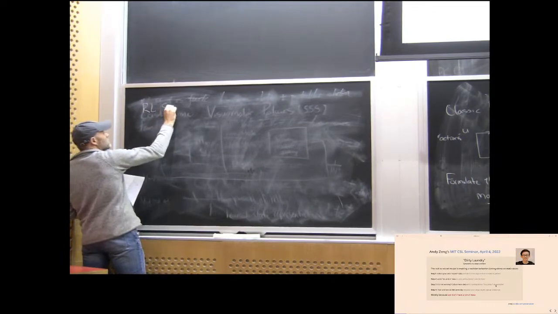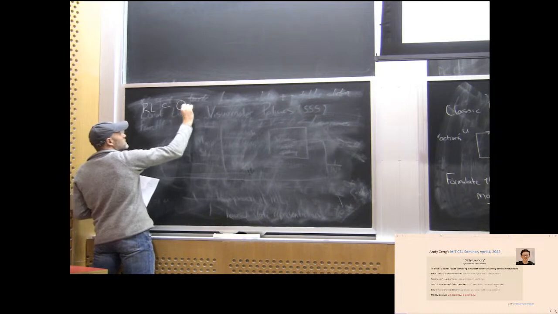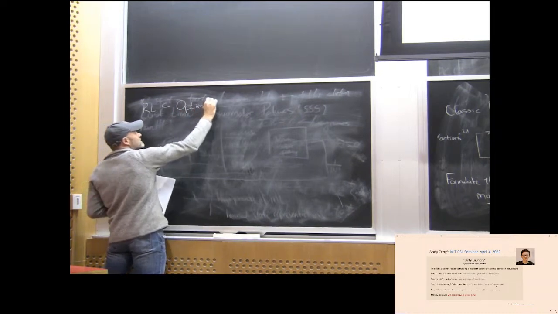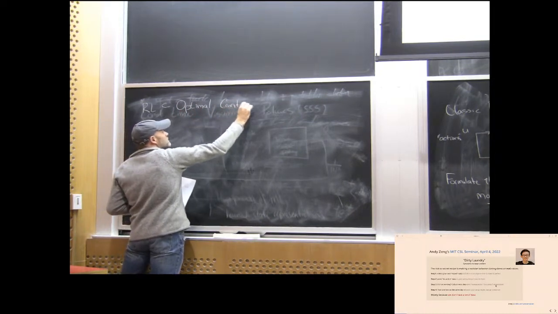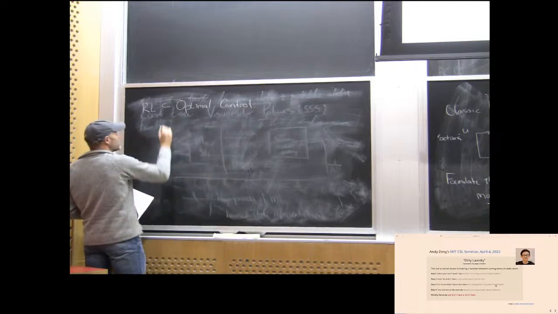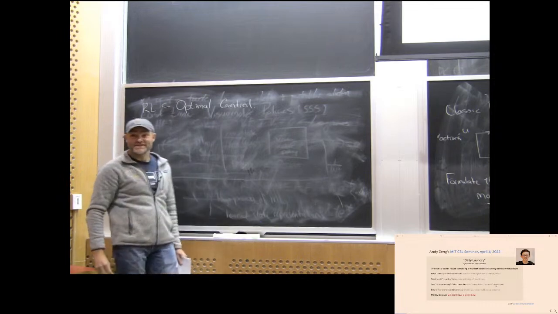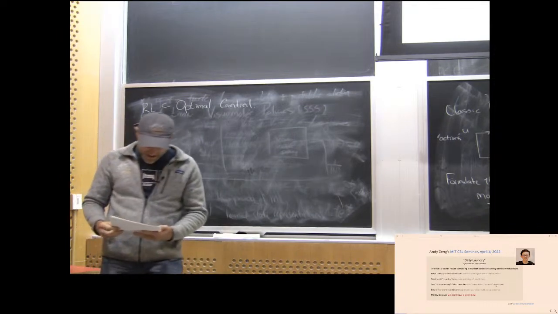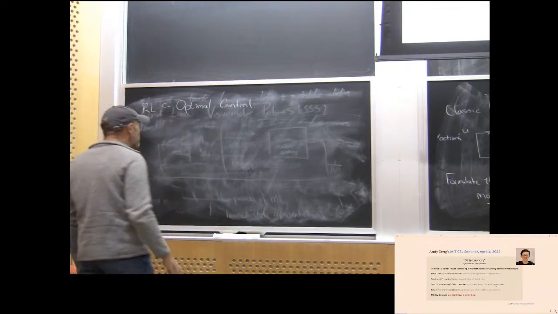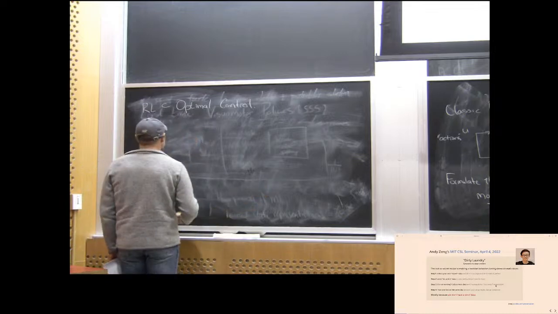Can I say RL is a subset of optimal control? I mean, some people might want to write it that way. I'm going to stick with that. Okay. And it puts particular emphasis on a few things.